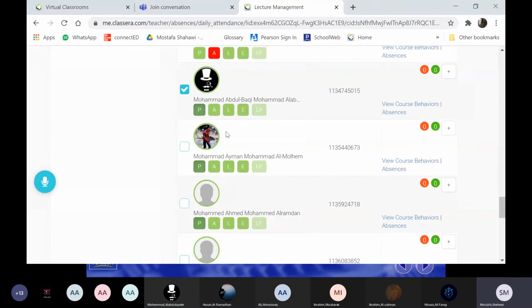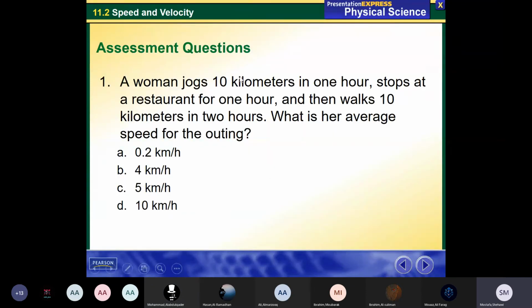Can you read this question and answer it, Muhammad? A woman jogs 10 kilometers in 1 hour, stops at a restaurant for 1 hour, and then walks 10 kilometers in 2 hours. What is her average speed for the outing? Yes. Average speed equals total distance over total time. It will be C, 5 kilometers per hour.